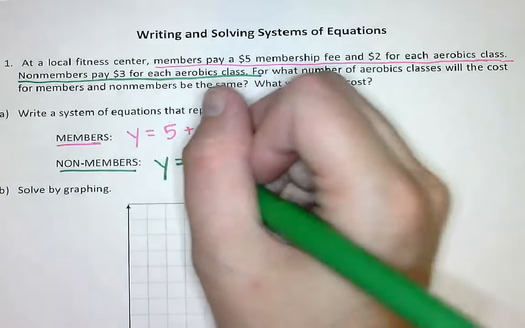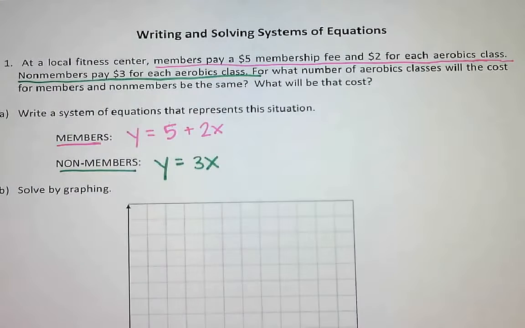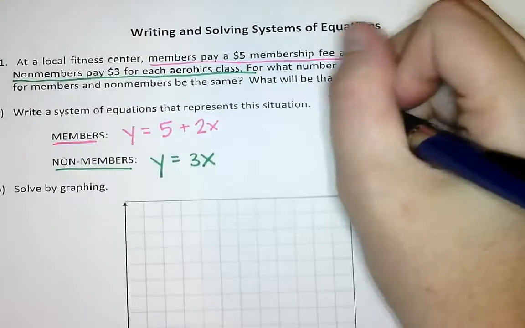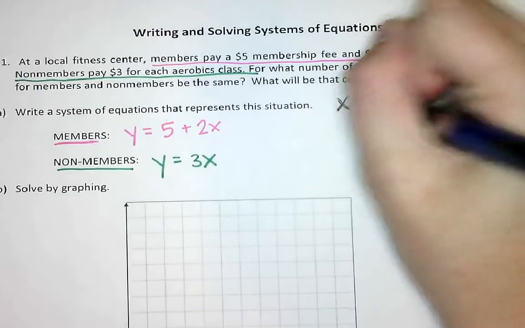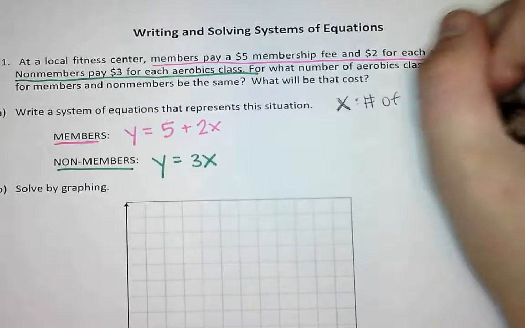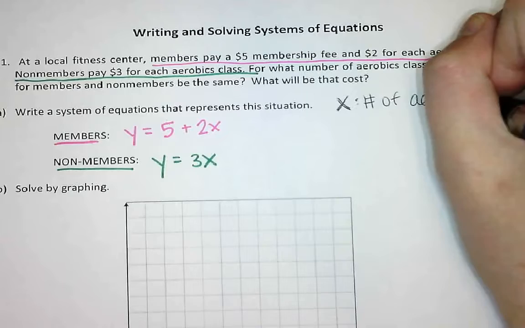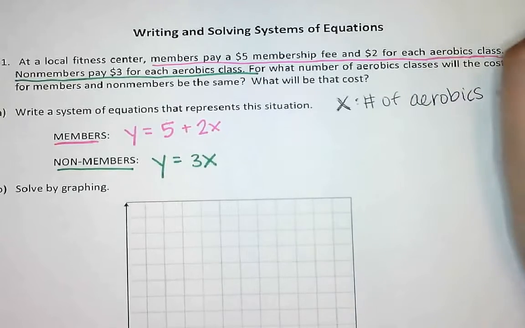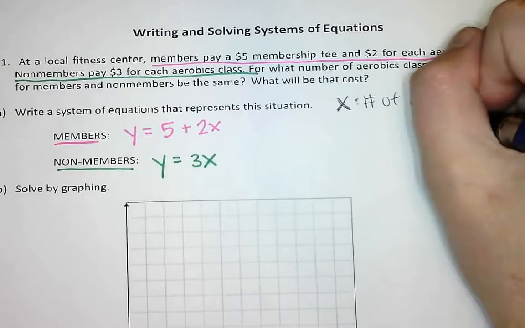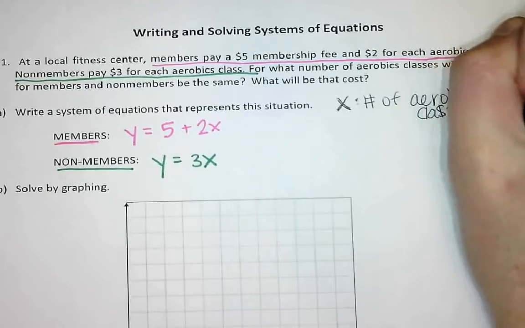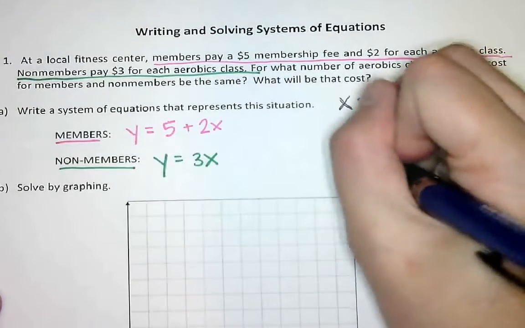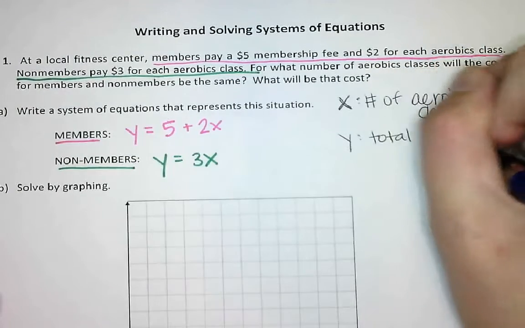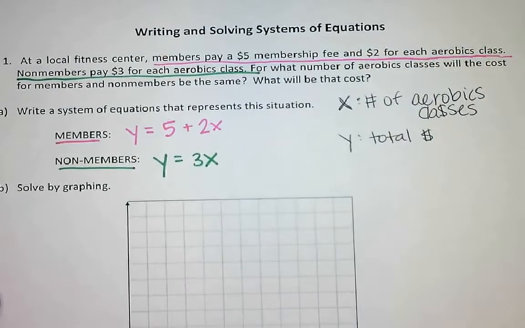3x. Does that make sense? They pay $3 per class. So guys, the x value in this case is the number of aerobics classes. Aerobics classes? That's weird. All right, we're going to go with that. The number of aerobics classes. Your y is going to be the total cost. Do y'all feel good about that? So how are we going to find the solution to this?